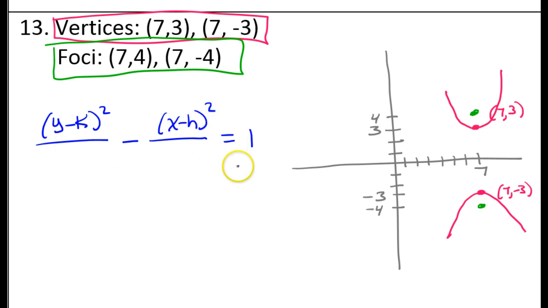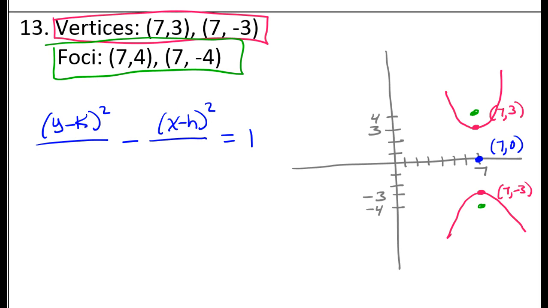So I know this so far. The h and the k are the coordinates of the center. The center is right here. I'm seeing the symmetry. We're 3 up, we're 3 down. The center is going to be right here in the middle, of course. And the coordinates are 7, 0. So this is my h and my k. My h is 7. So the 7 goes here and the 0 goes over there.